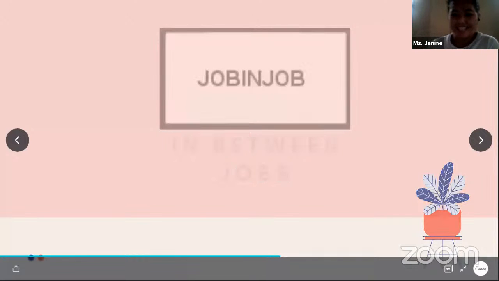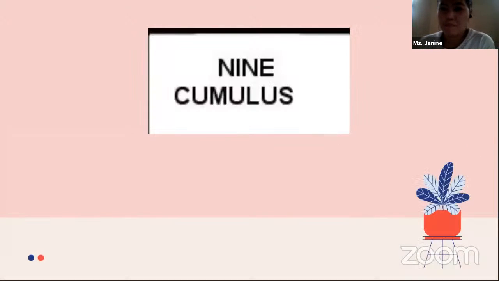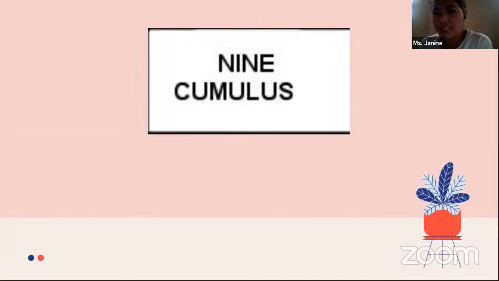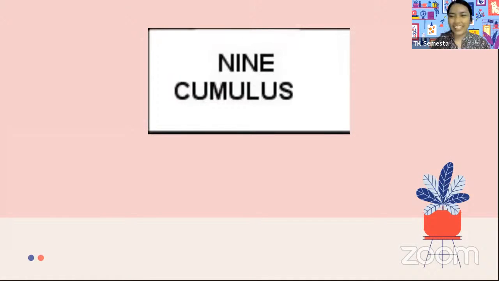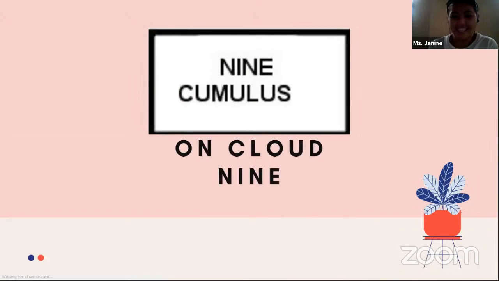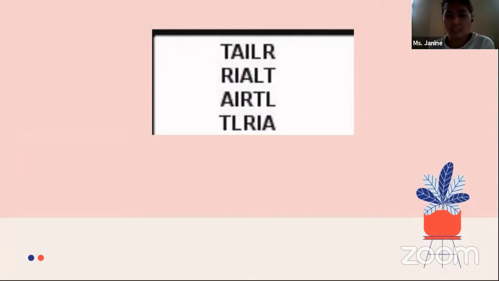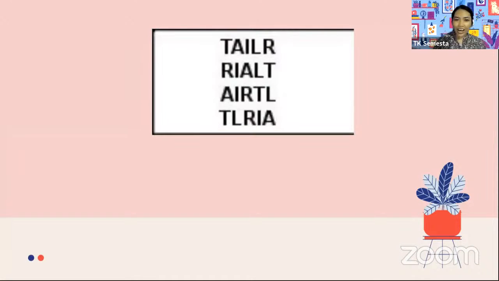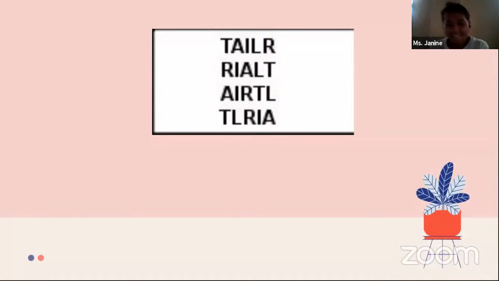Then what about this one? Nine cumulus. It's a type of cloud. Cloud 9. On cloud 9. That's great, miss. And then this one. Wow, that's the same alphabets in different places. What is that?